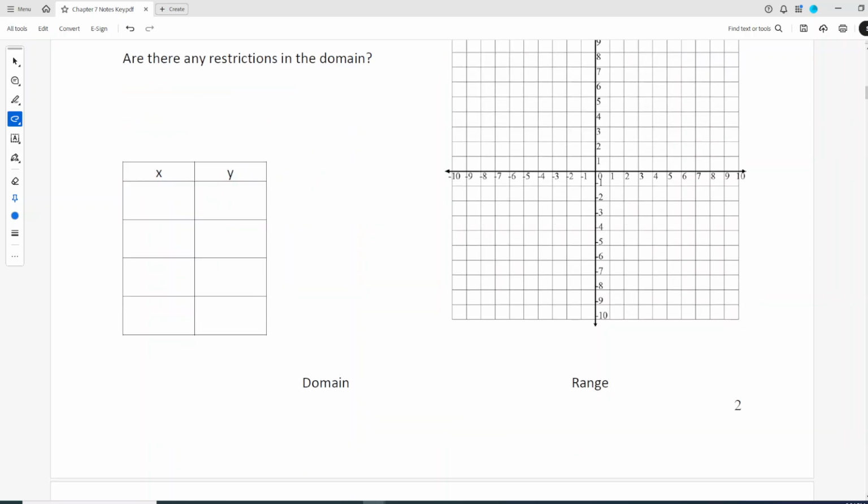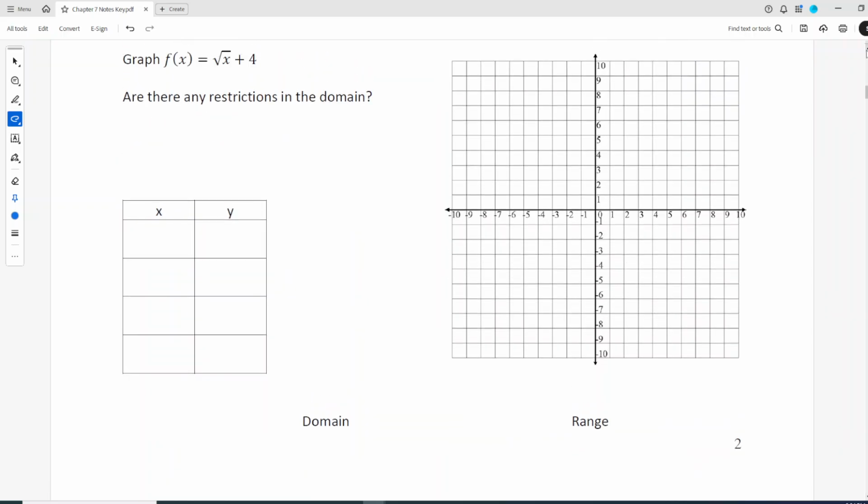In this next graph, I am going to be graphing y equals the square root of x plus 4. Are there any restrictions on the domain? So again, the restrictions are the fact that you can't take the square root of a negative number. So again, we only have an x under here. So the x value that we choose has to be greater than or equal to 0.